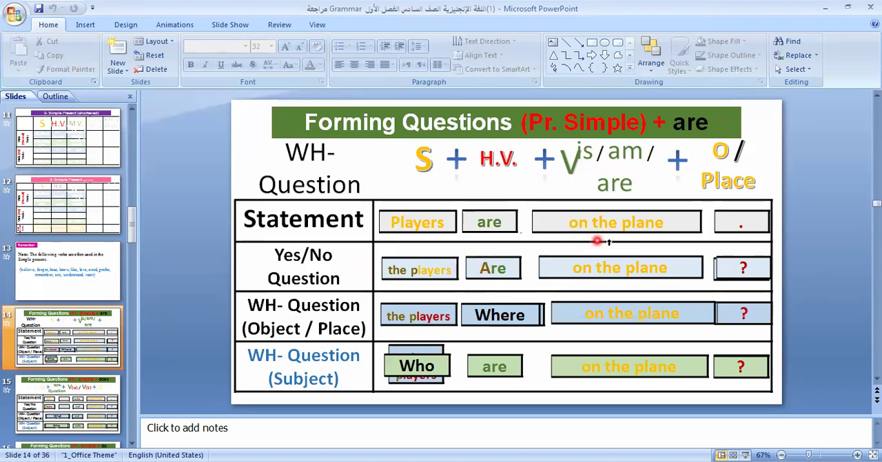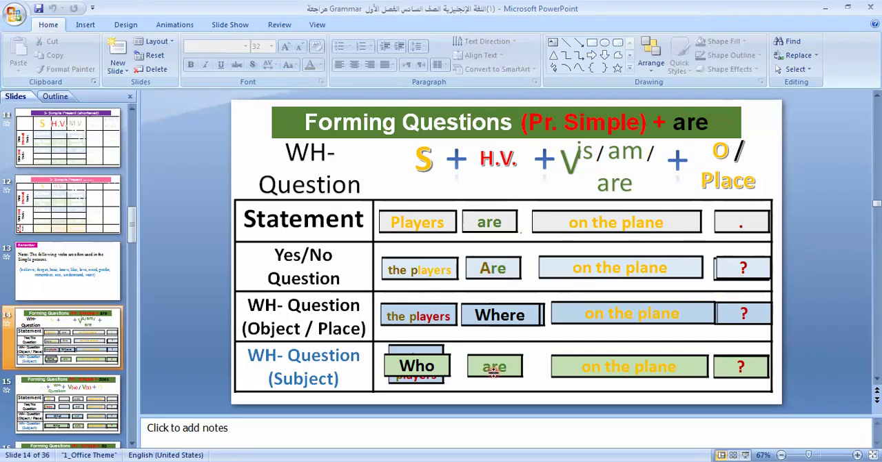Here we talk about the present simple tense with verb to be, like this one. Here we say players are on the plane. So when we make a yes/no question, what can I do? I say, are the players on the plane? And I put a question mark at the end of the sentence.